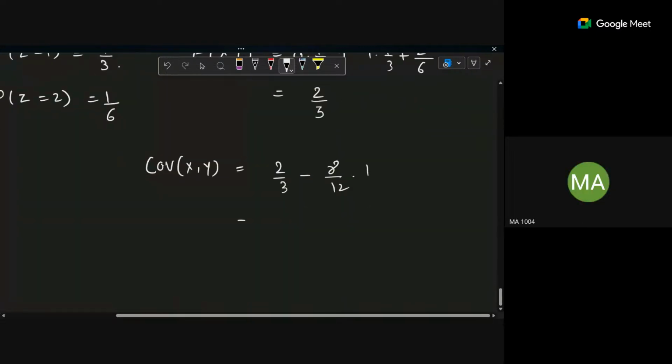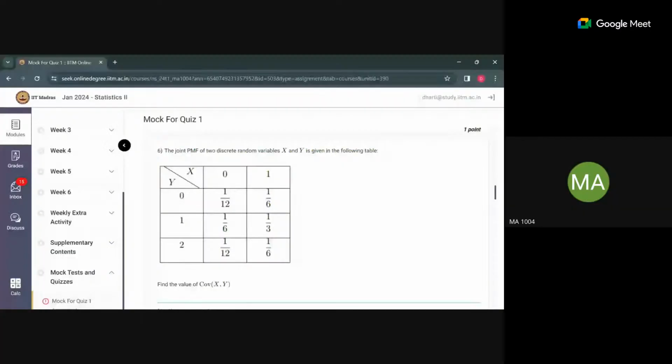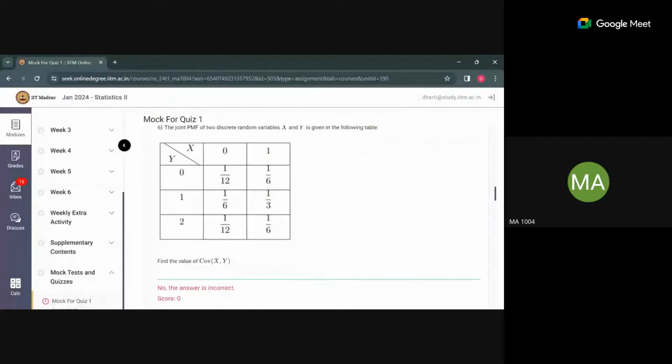So yeah, it is 0. Yes, these were the two methods. Whichever method you find easy, you can go with that. If it's very easy to observe that your random variables are independent, then don't go for the calculation. Directly make it 0.